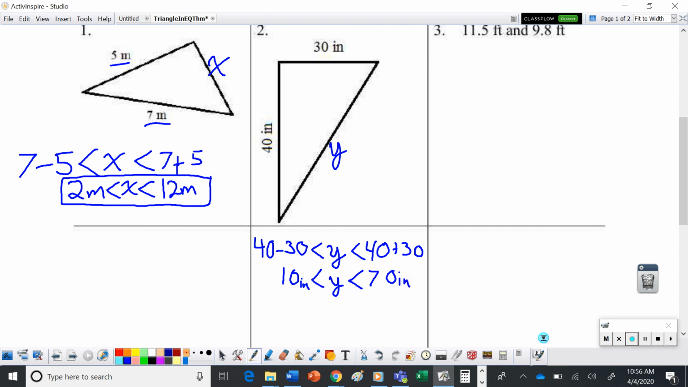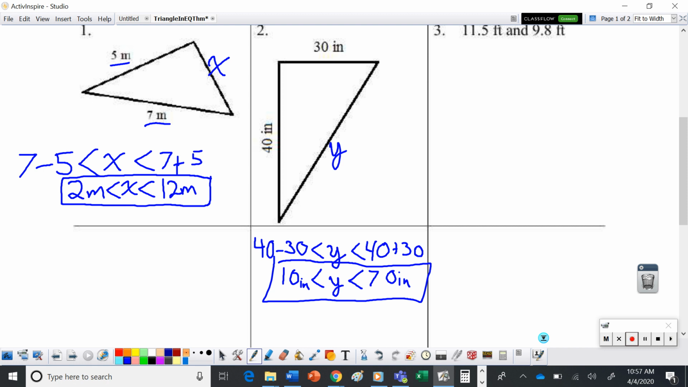Okay, so that third side y has to be between 10 inches and 70 inches. And once again, it's not "or equal to," it's just the less than symbols. So if it's exactly 10 or exactly 70, that triangle can't happen. Now we've got a third one over here. I'll leave that one to you to practice if you want to.